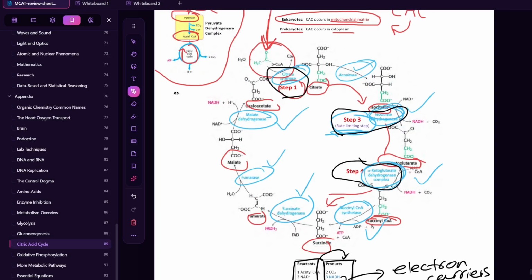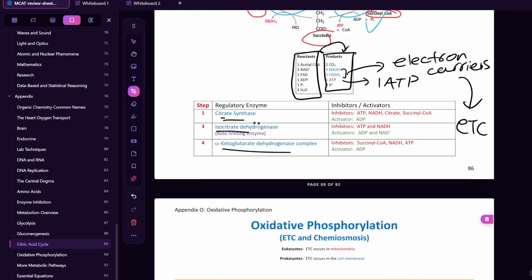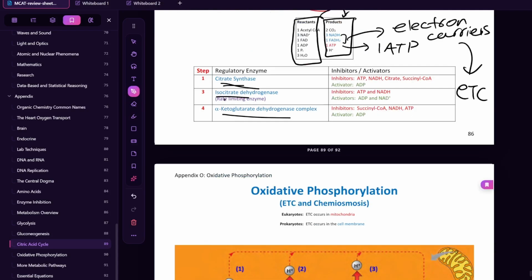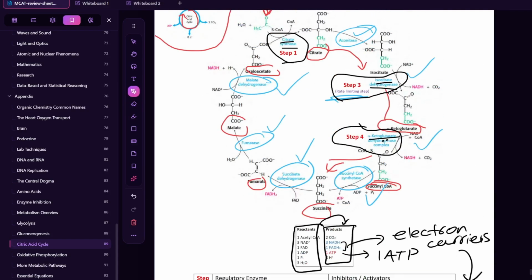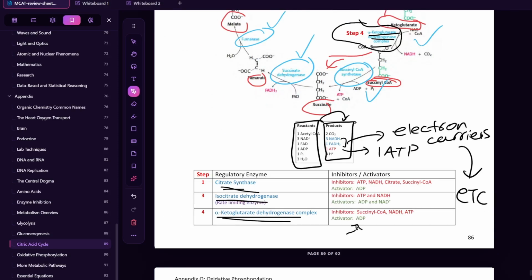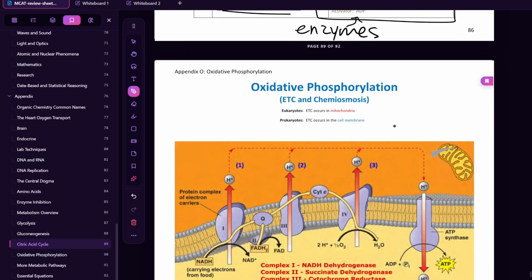Step 1, right there. So let me just erase these so it's easier to see. The important enzymes: citrate synthase, isocitrate dehydrogenase, and then alpha-ketoglutarate dehydrogenase complex over here. So steps 1, 3, and 4 are important, and it's also important to know their inhibitors and activators: what inhibits the enzymes and what activates them. Remember, they're enzymes, so they can have inhibitors, and we already talked about inhibition beforehand.